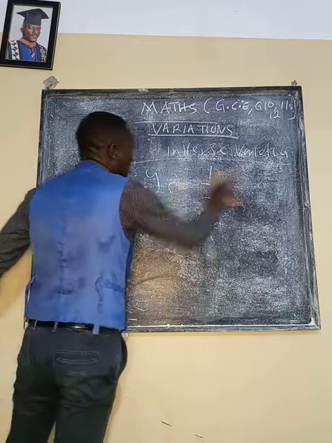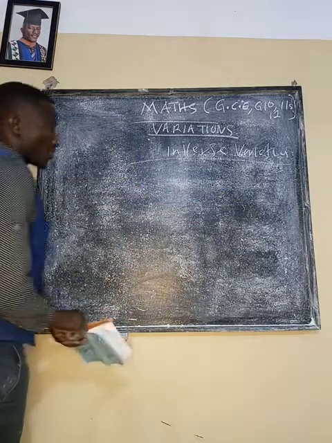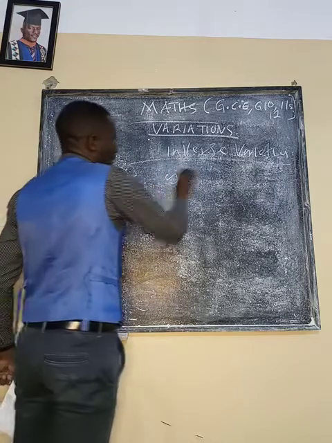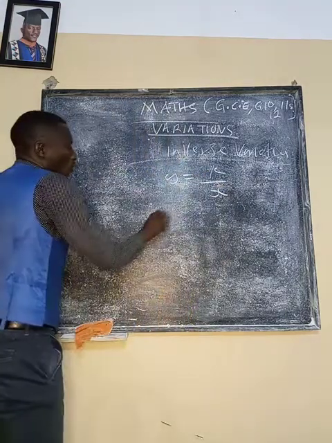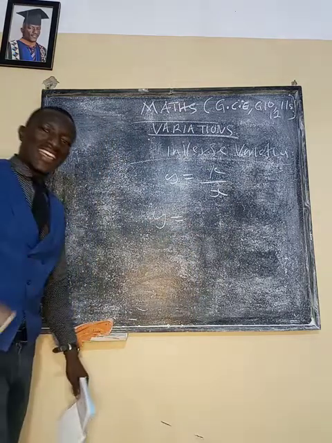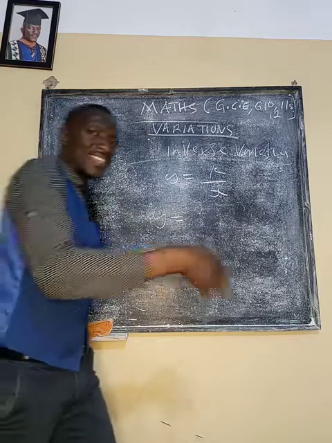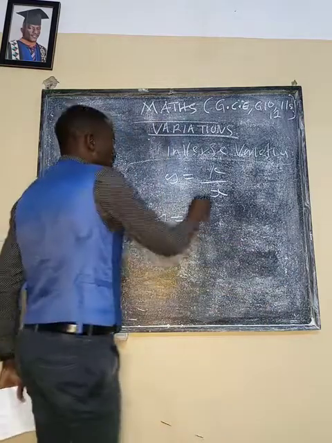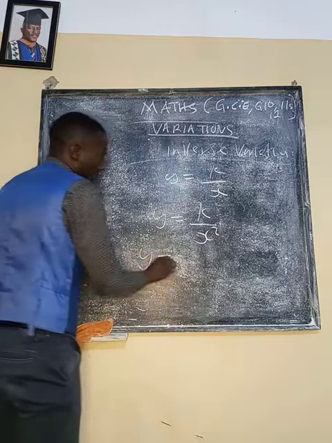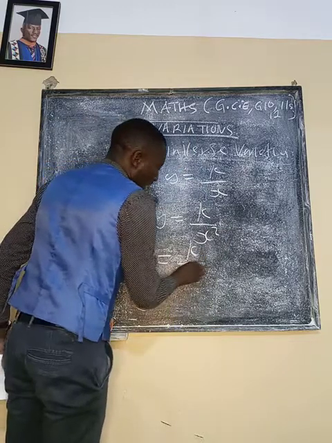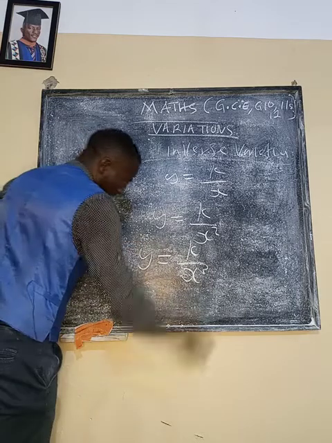So my equation is inverse. So we can have y, that situation, over x. We can have y varies inversely as the square of x, meaning we have something like this, x squared. Y varies inversely as a cube of x, like that.